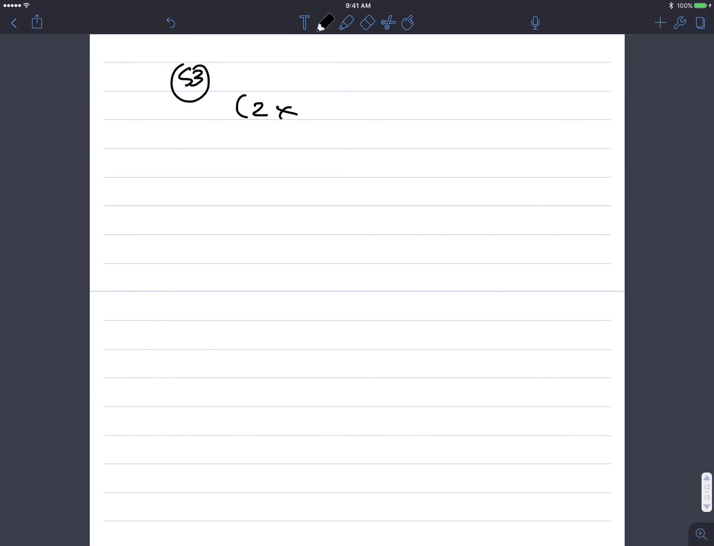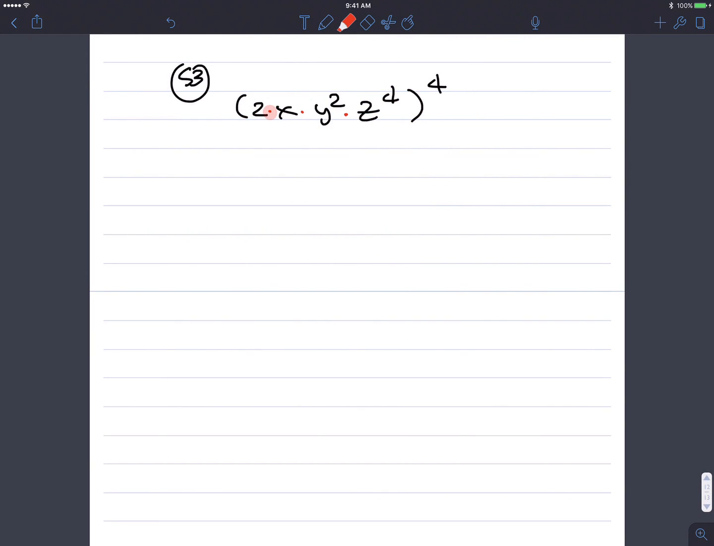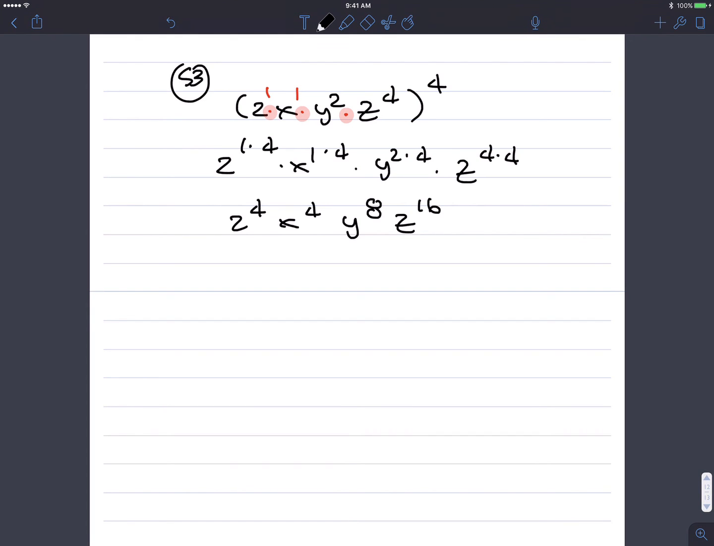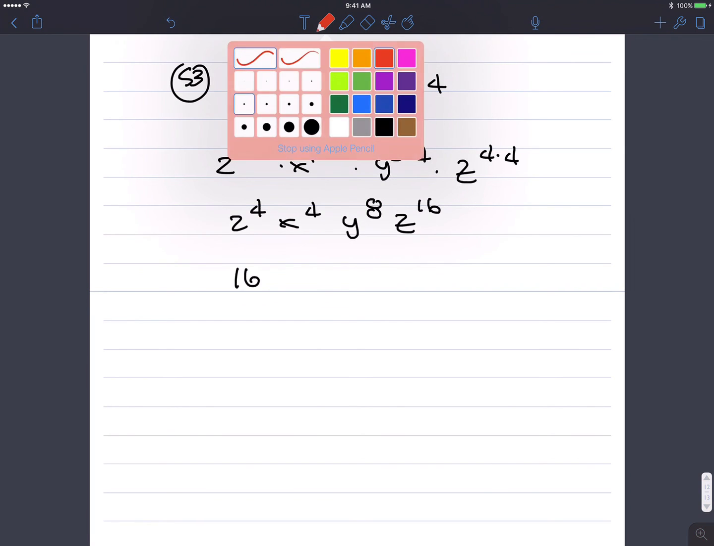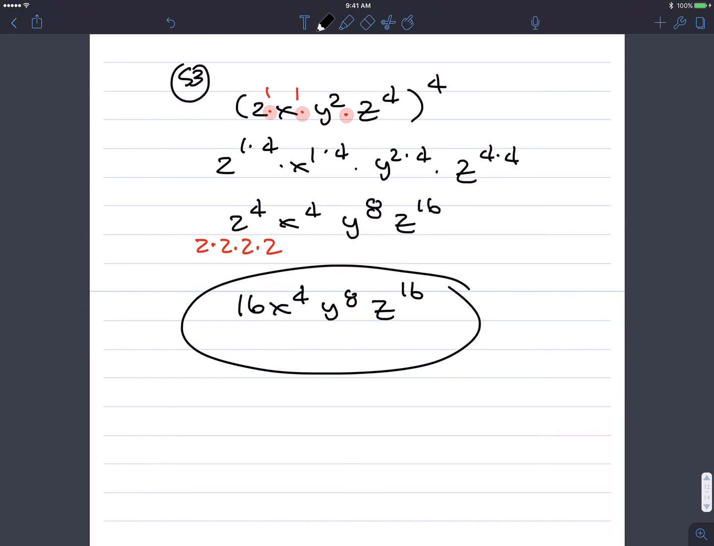(53) 2x, y squared, z to the 4th, everything raised to the 4th. Again, don't forget, a string of multiplication here. Emphasize that. The power here is 1 and 1. So we're going to multiply every power by 4. I get 2 to the 4th, x to the 4th, y to the 8th, and z to the 16th. 2 to the 4th is 16 because it's 2 times 2 times 2 times 2. So that'll give me 16. 16, x to the 4th, y to the 8th, z to the 16th power. And we're done with this homework.